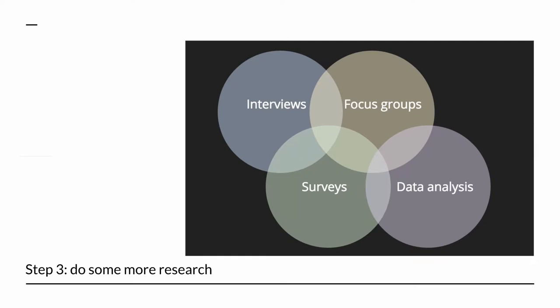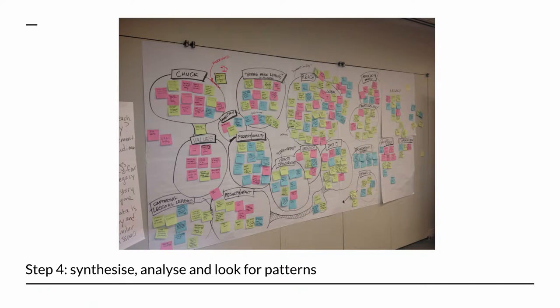So step three, you do other research. You can do those five interviews. You can do all sorts of things. You can do focus groups, surveys, data analysis. Maybe you look at existing work that's been done. Maybe you talk to some stakeholders as well. But all of this comes together in a research phase. Then step four is we synthesize and analyze and look for patterns.